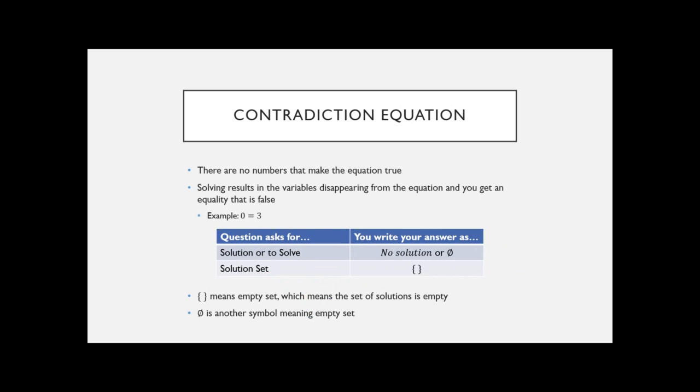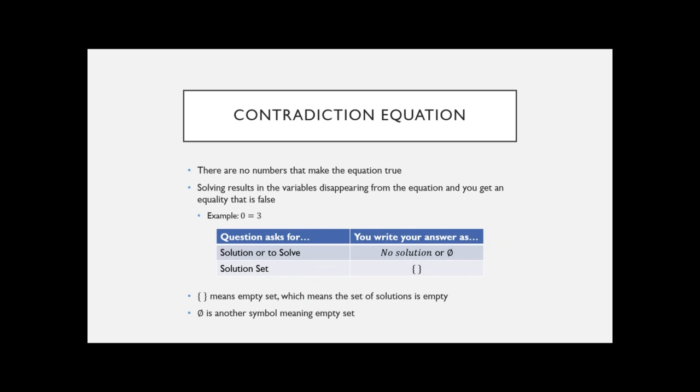So that's conditional equations. These are contradiction equations. And so the contradiction is when there's no solution. Basically, you've set something equal that's not actually equal. So it isn't true. It's a false equation. What happens when you're solving is that your variables will disappear.